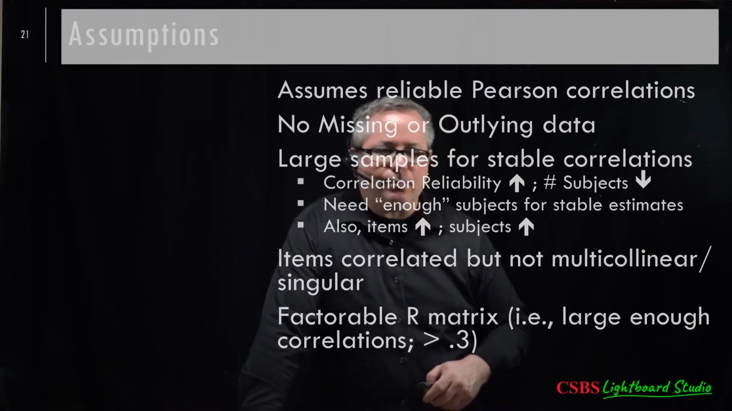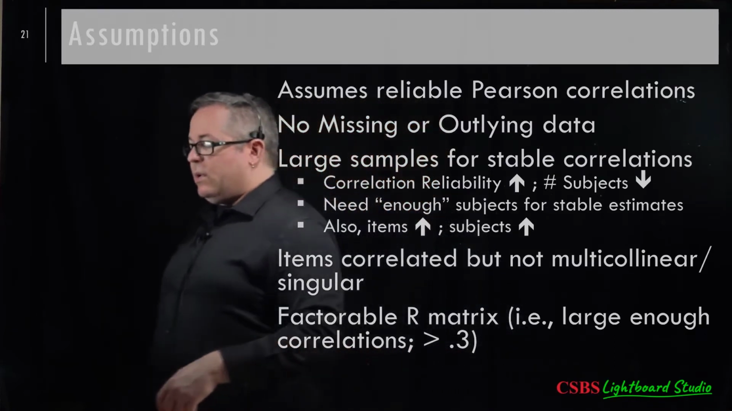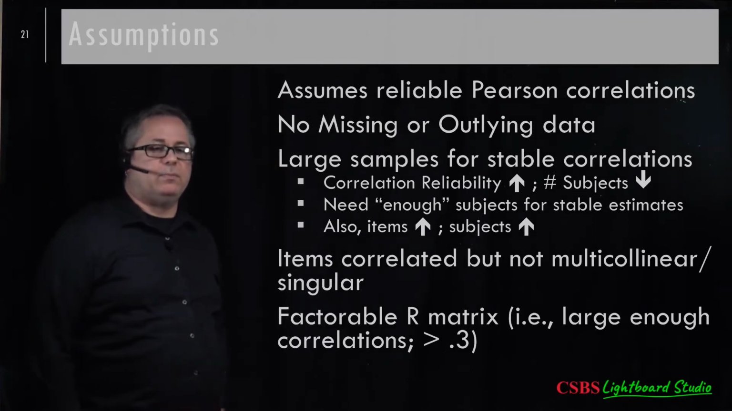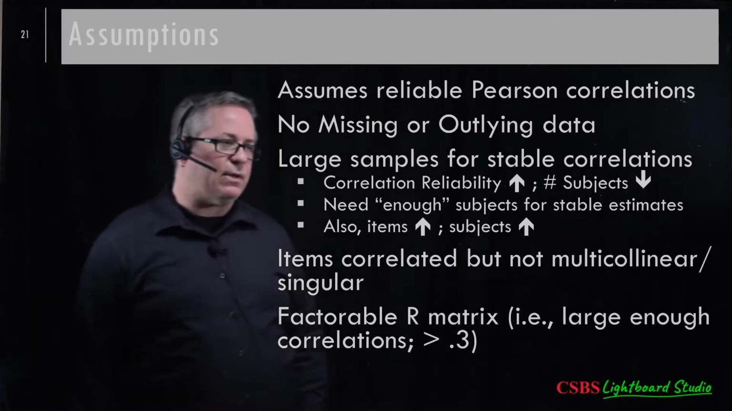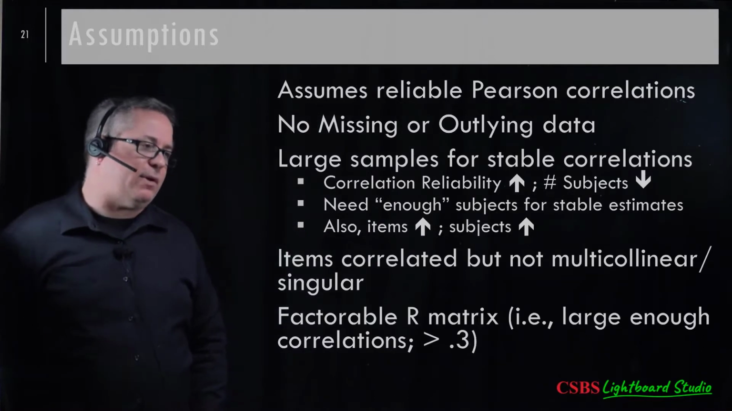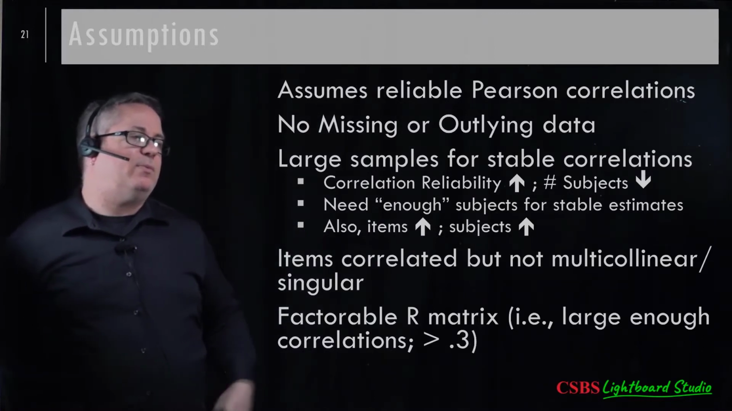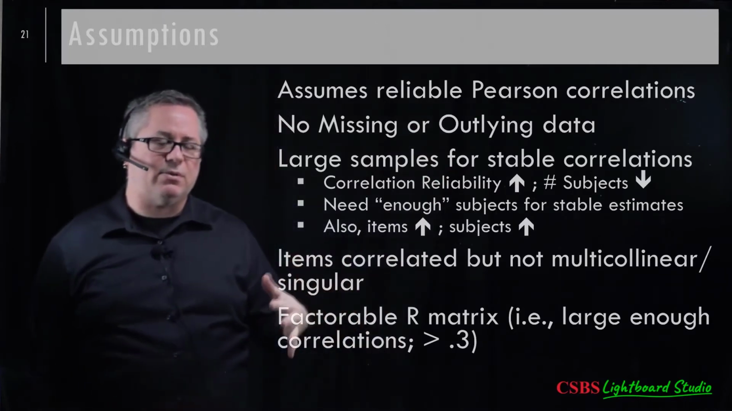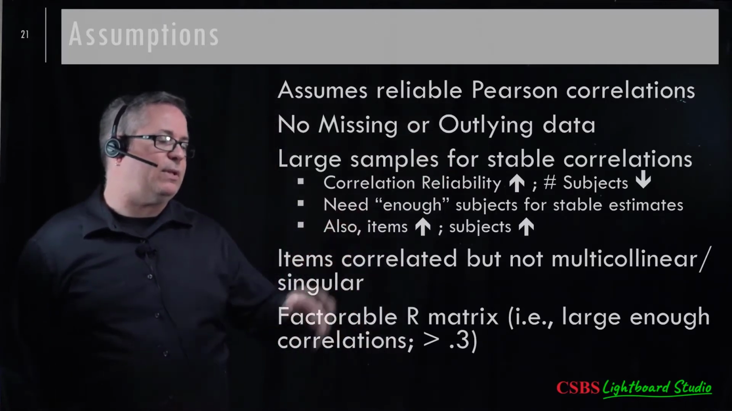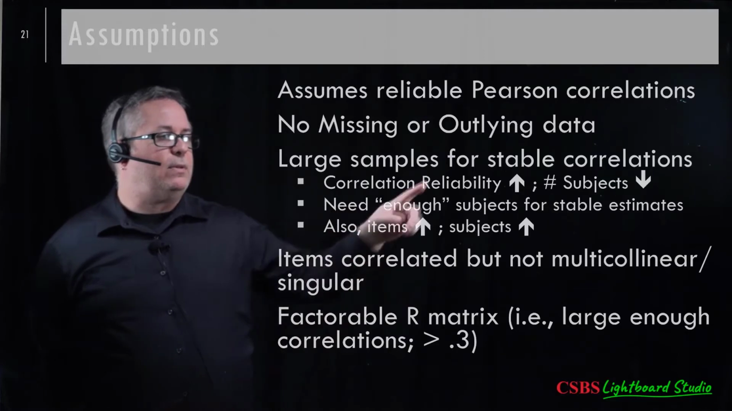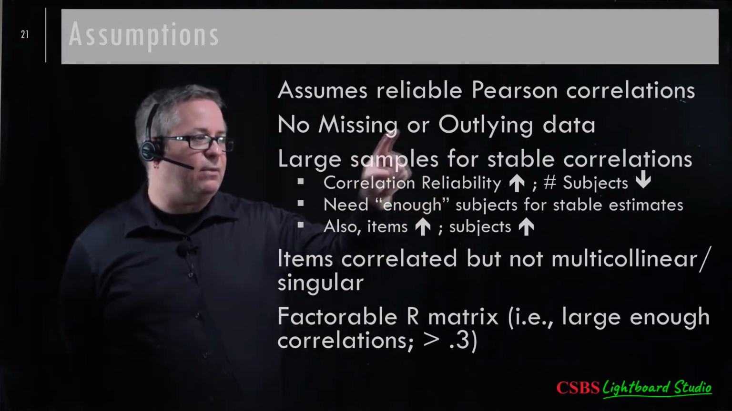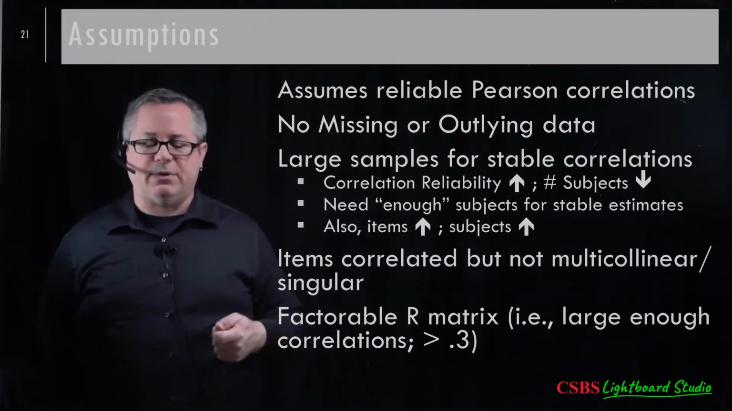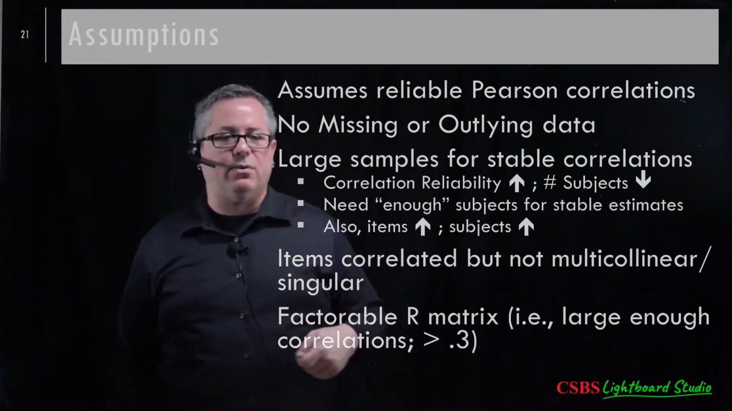But so what are we assuming? I think I said this before, but it's worth reiterating. Anything that would affect correlations is going to affect factor analysis, right? So it assumes that the correlations are reliable, that they're consistent, and that they really reflect what's going on between the items. Any outlying or missing data is likely to affect the correlation. If there's an outlier, you may be skewing the correlation higher or lower than it's supposed to be.